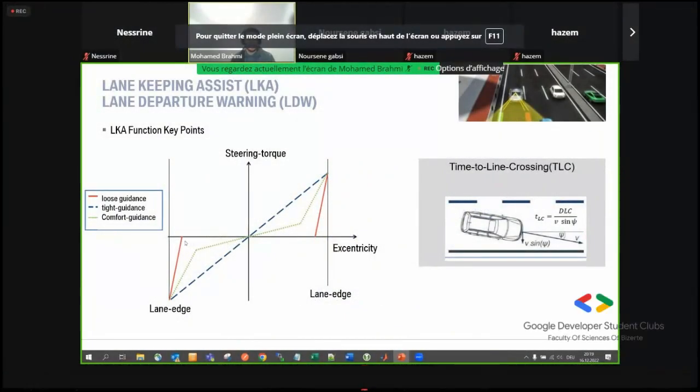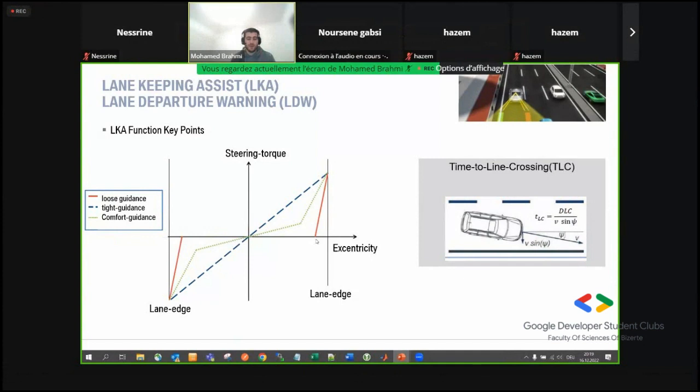It's not doing anything until we really come very close to the border. And you see here, that's why here it is 0. The system is not doing anything. But if we come close here to the left or right marking, then the system is applying a strong torque.